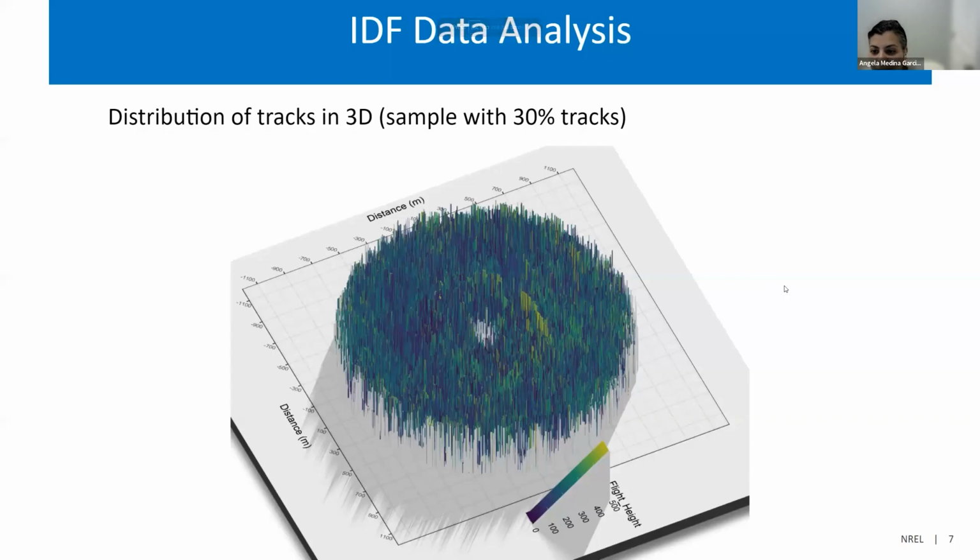Also, the cool thing about this plot is that it shows that even with a sample of 30% of the tracks, you can see the high volume of data that we are working with in this data set.